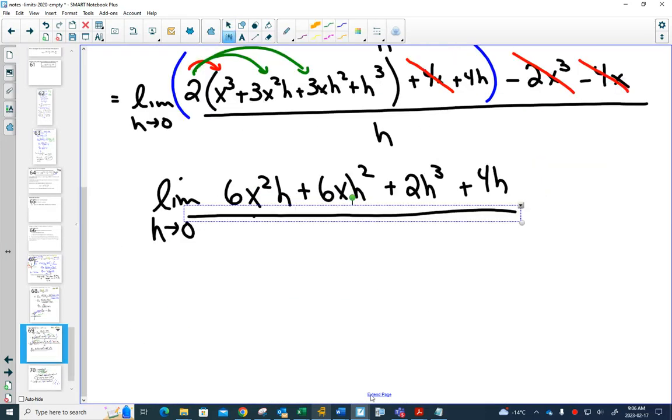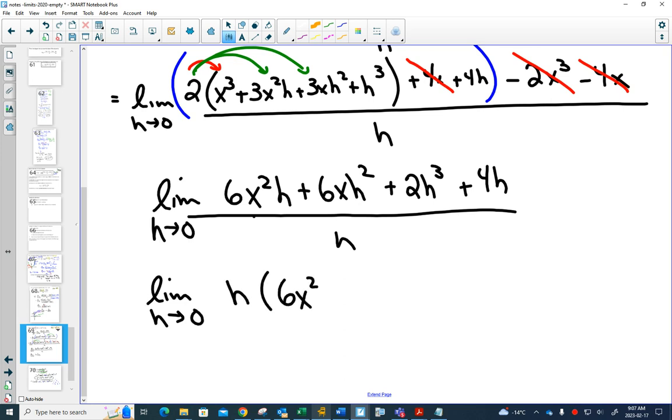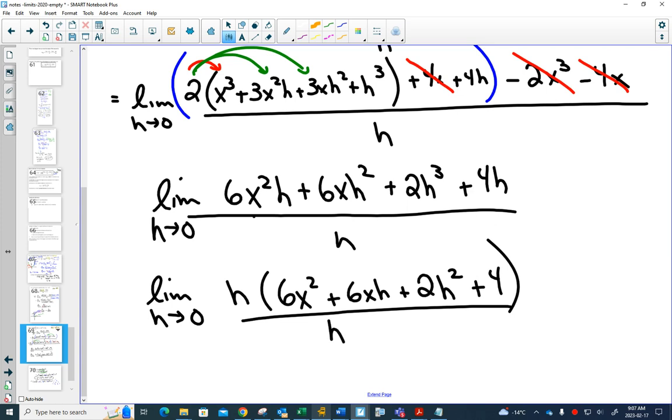All over h. And every single term in our numerator has an h. So we can factor that h out. Get 6x squared plus 6xh plus 2h squared plus 4. Yes. Success.